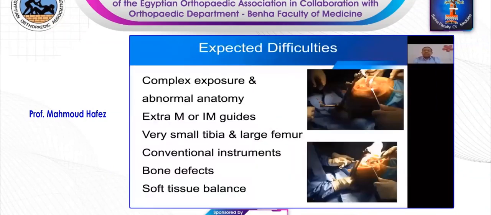With regard to expected difficulties, we actually had all the difficulties listed there. The complex exposure: we couldn't even do the routine medial parapatellar approach that every surgeon will do easily, here it was even difficult. The abnormal anatomy that we see in every part of the knee meant you couldn't use extramedullary or intramedullary guides because of the extra- and intramedullary deformities. You have a very small tibia compared to a large femur, with conventional instrumentation difficulties. They have bone defects and also soft tissue balance issues.